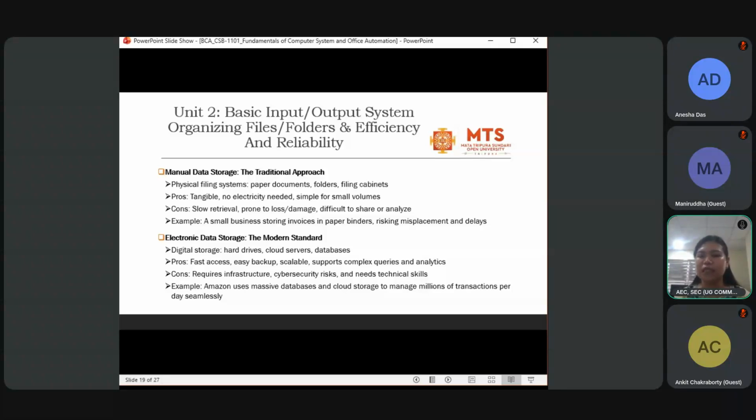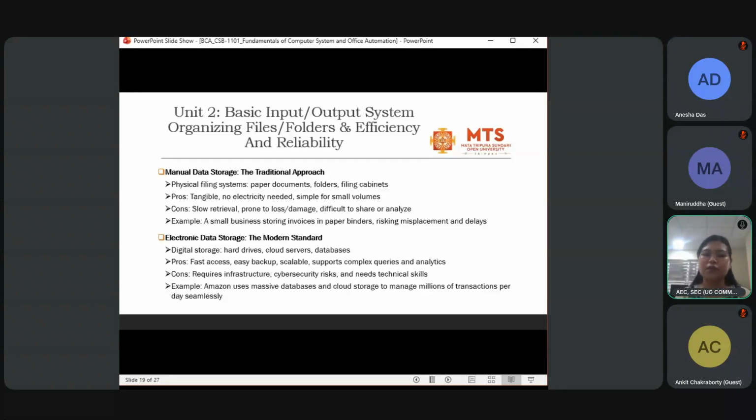But what if it is 500,000, 5,000, or 1 lakh people? That time it will be time consuming, right? Slow retrieval it will be. We have to search from here to there. So many files we have to go and check. So this is the disadvantage of manual data storage.